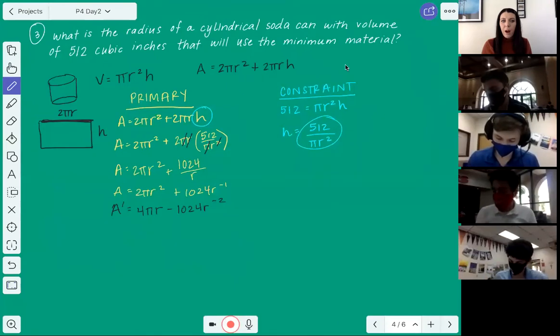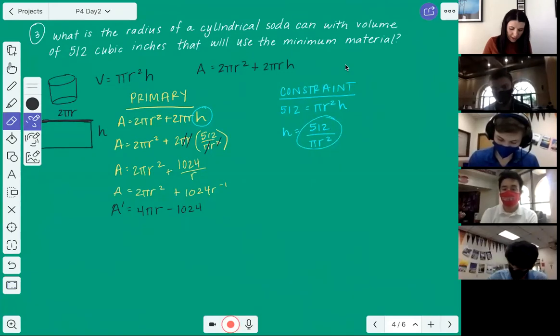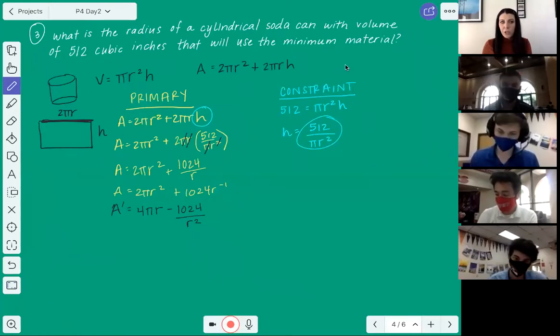And then you have 4 pi r minus 1024 r to the negative 2. And I agree with Kleiner, it's probably going to be easier to write that instead of times r to the negative 2 as divided by r squared. And from here, what would you do?